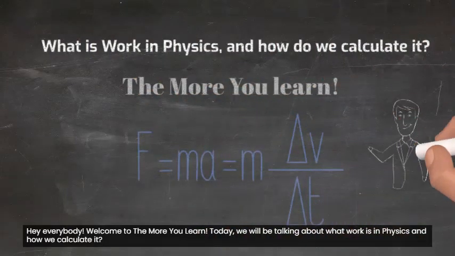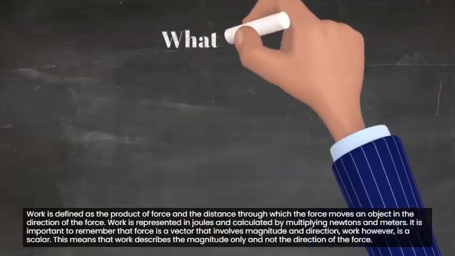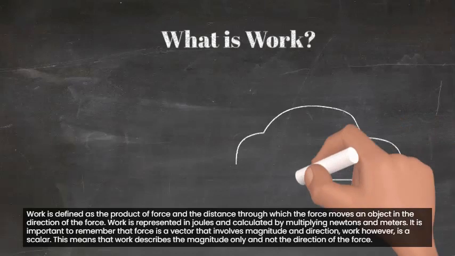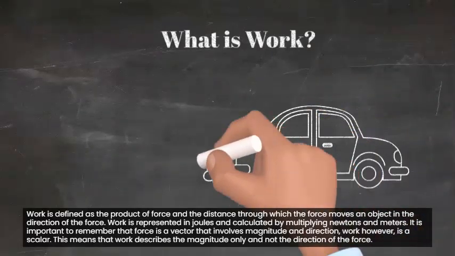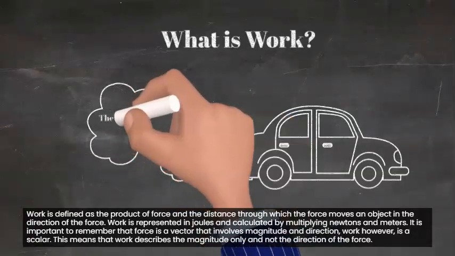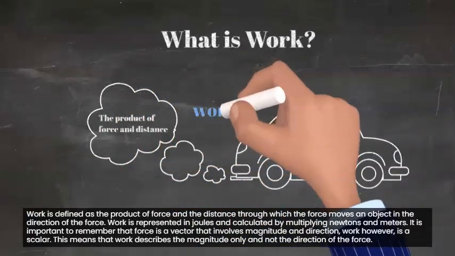Today we will be talking about what work is in physics and how we calculate it. Work is defined as the product of force and the distance through which the force moves an object in the direction of the force. Work is represented in joules and calculated by multiplying newtons and meters.